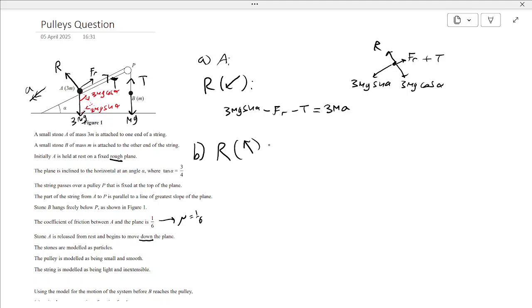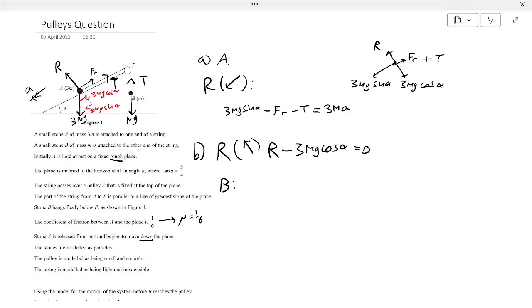I'll go up or out of the plane, so I have forces out, R, minus forces in, which is 3mg cos alpha. And acceleration is 0 in this perpendicular direction. I've done particle A. Before I try and solve anything, before I do any substitutions, do particle B as well.